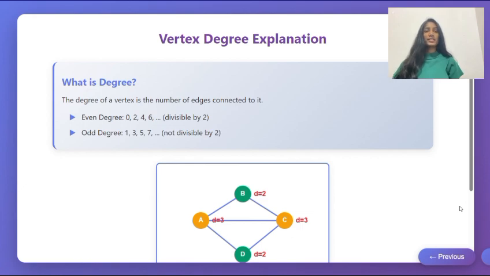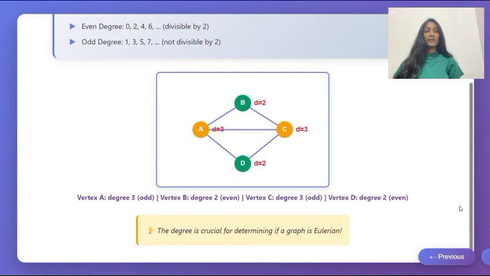Knowing the degrees of each vertex is very important to understand Eulerian graphs. For example, here vertices A and C have 3 edges, that's odd. Vertices B and D have 2 edges, that's even.